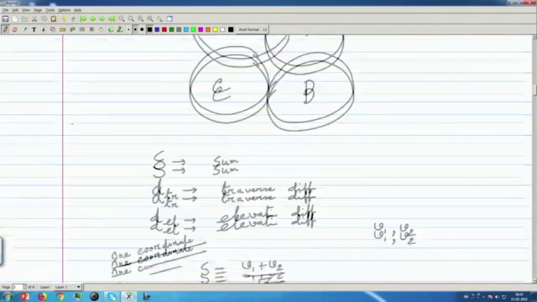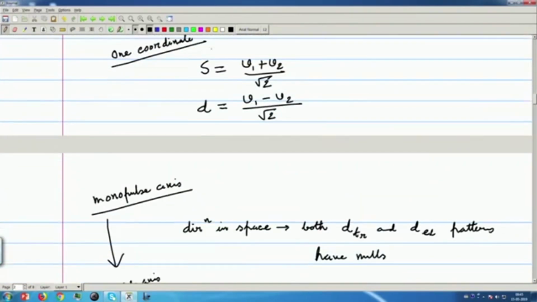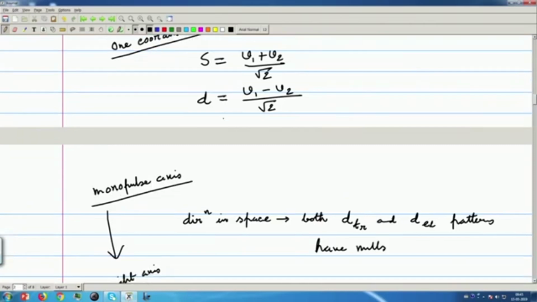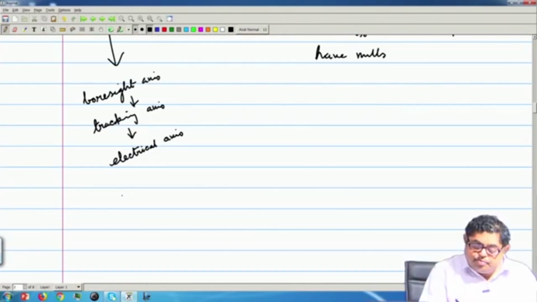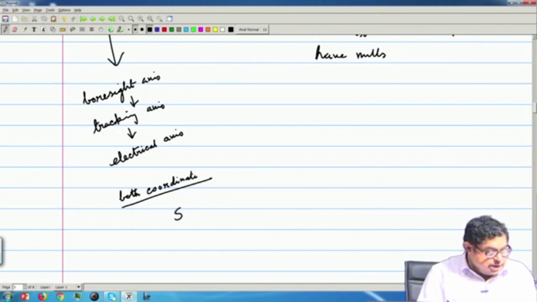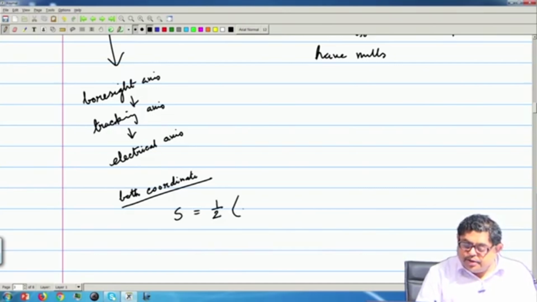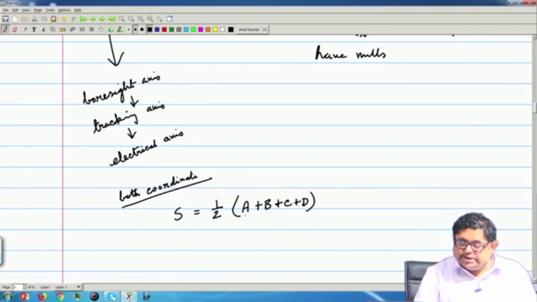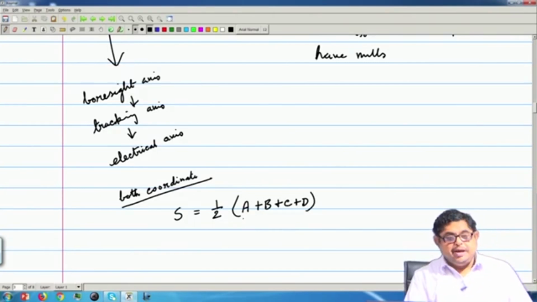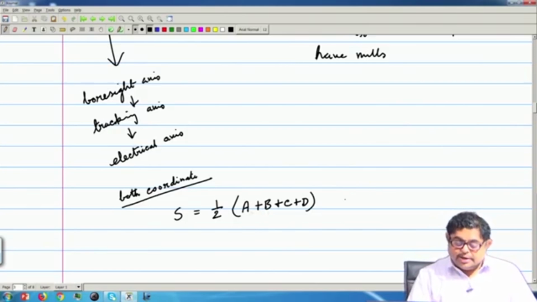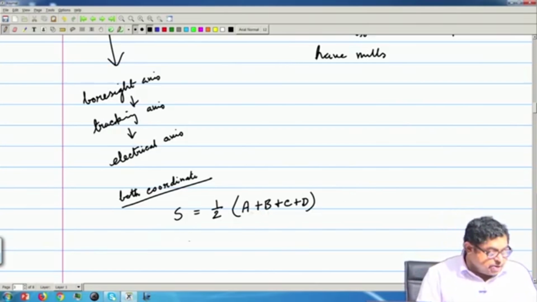And now one coordinate we have defined. Now, in both the coordinates we can define S will be half into A plus B plus C plus D. A is the received voltage by one of the beams that we have shown, B like that, and half is again for power balance.